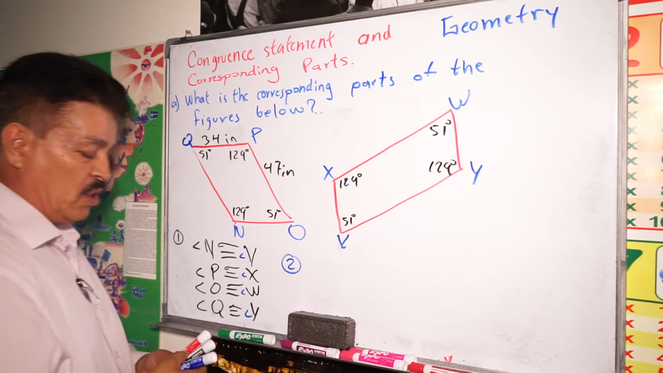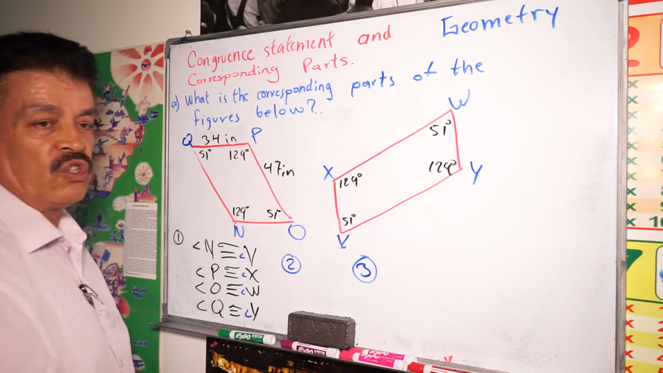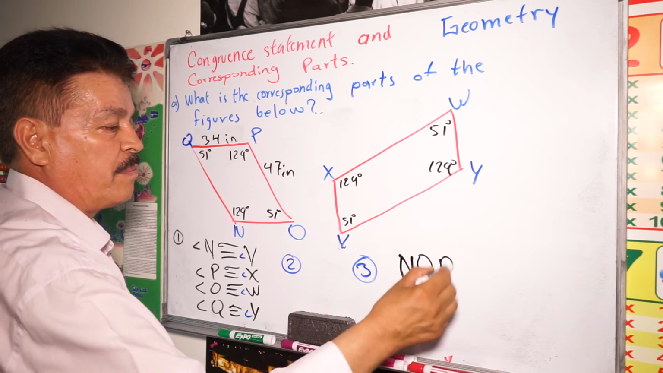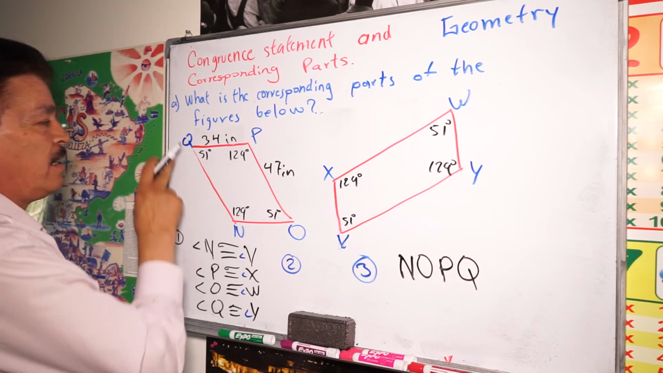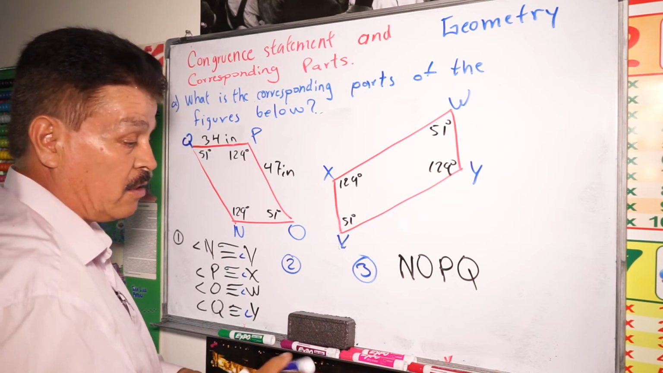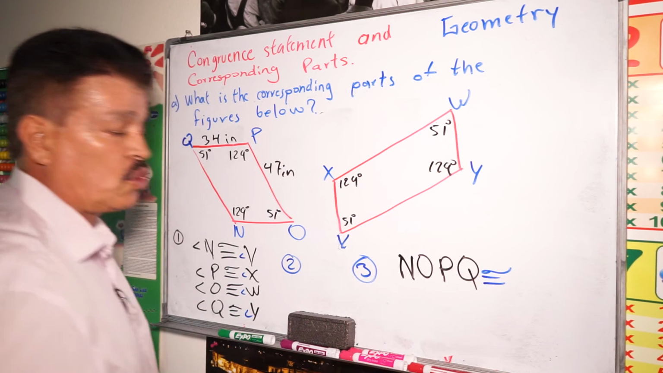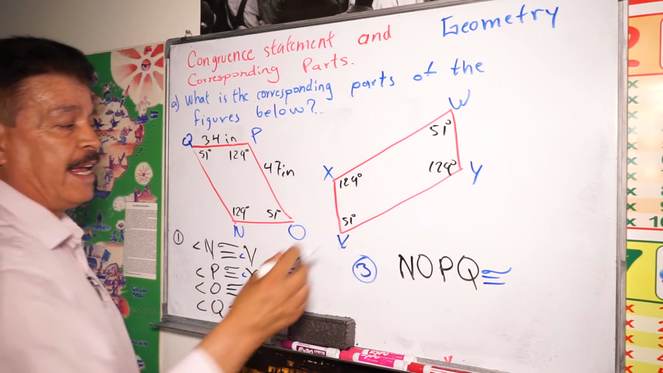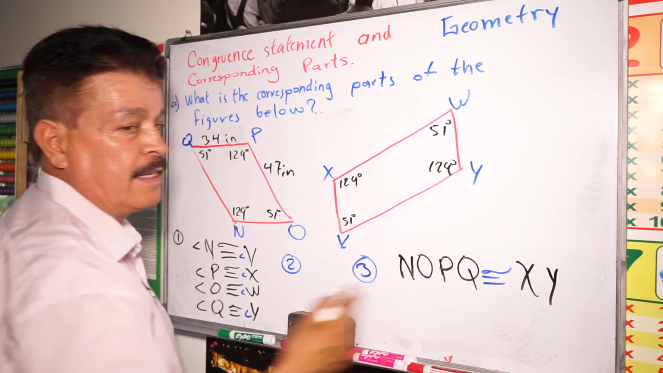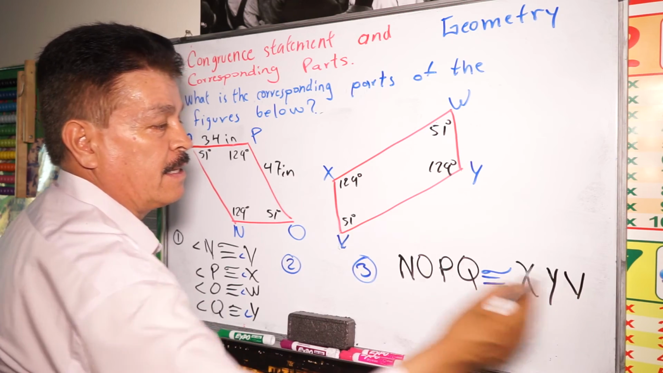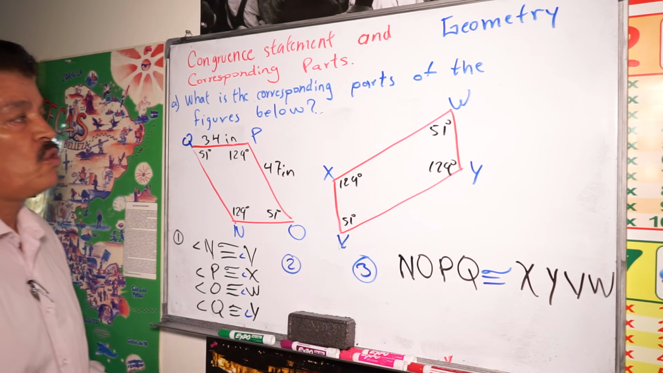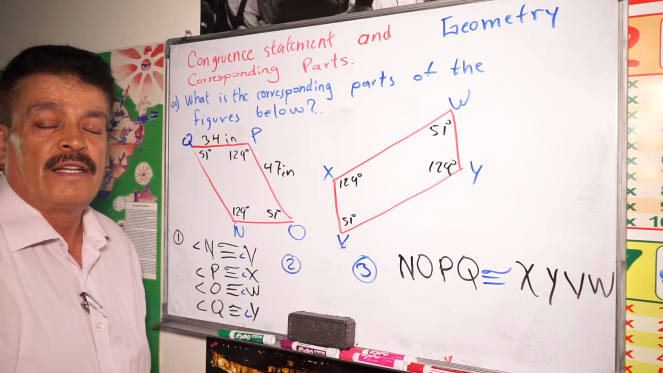Then we conclude with number 3 as a conclusion. We have here N, O, P, Q. You can write it like this: N, O, P, Q are congruent to what? Congruent to X, Y, B, and W. Okay? So this is our conclusion for these two shapes.